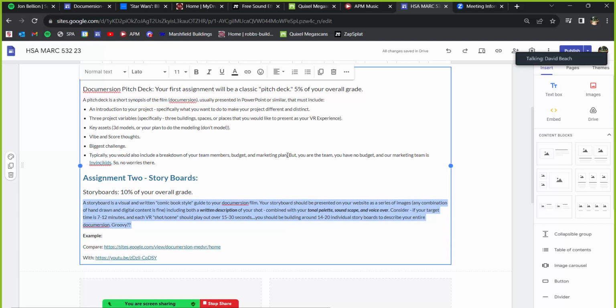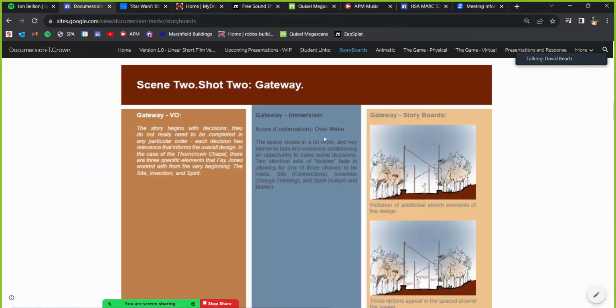Include both a written description of your shot combined with tonal palette, soundscape, and voiceover. Okay, so you're starting to narrow things down. If you notice, I did not include anything about tonal palette here, which I should have, but it's non-existent here.